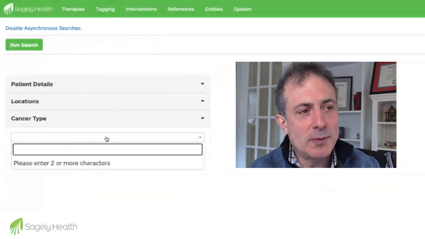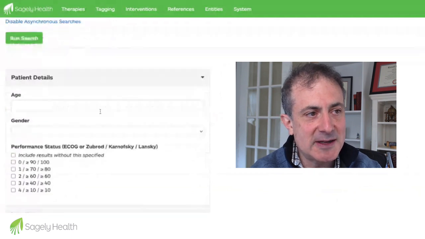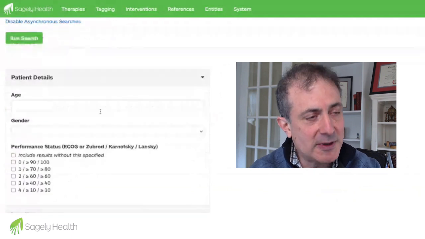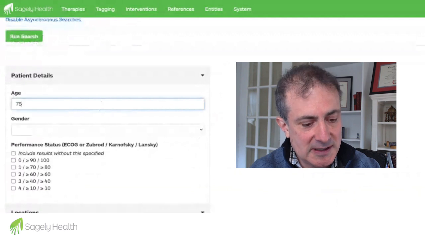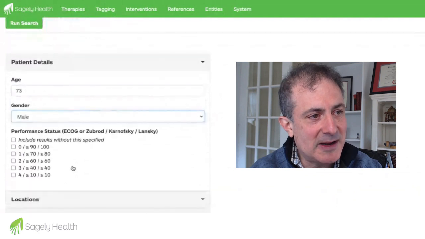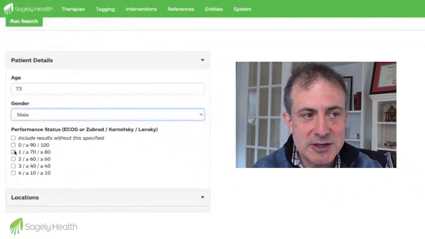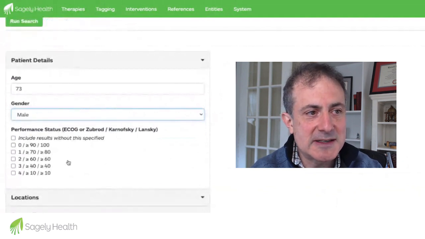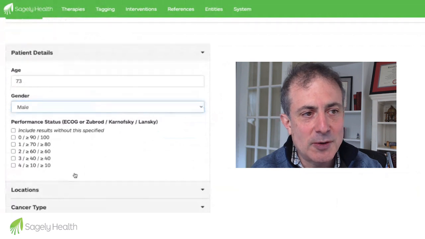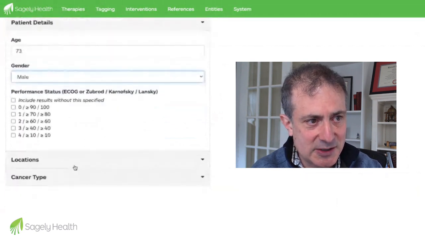And so, what we generally do at Sagely Health is we'll start putting in some of the details. You mentioned that this patient, I believe, was 75? 73. 73. And the patient's a male. And we oftentimes will denote what sort of health this patient's in. This is a system called ECOG. I don't know that we really got enough information to answer this, and that's okay at this stage.